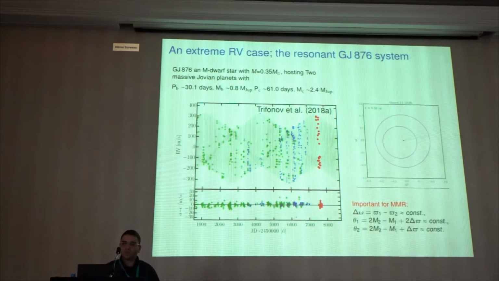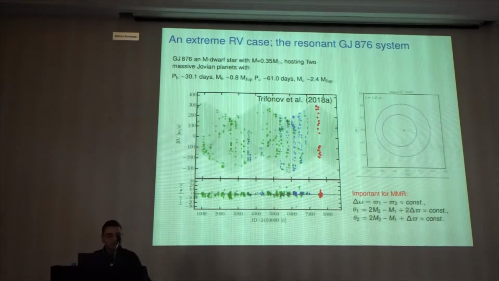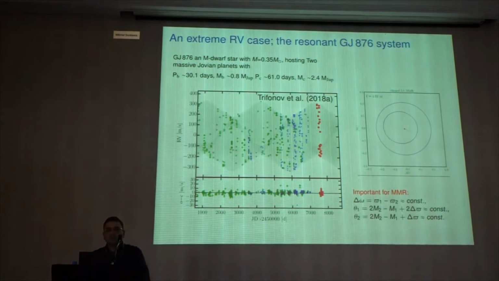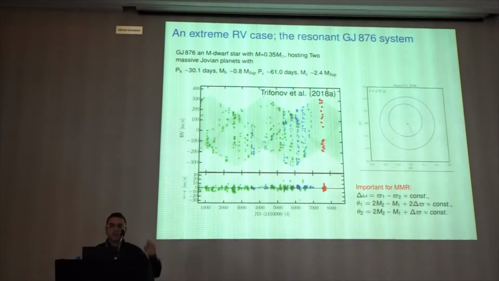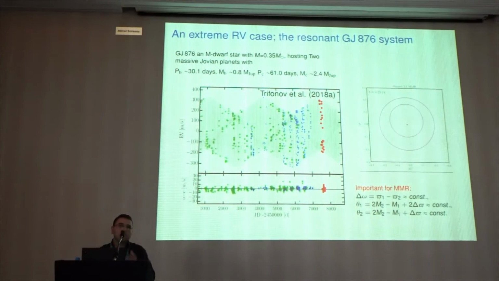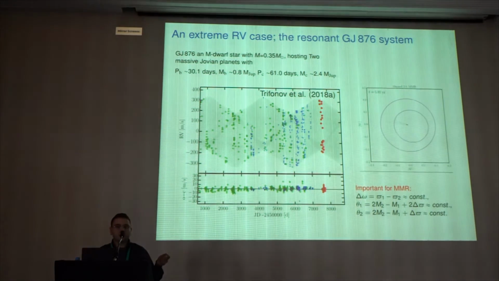And what about the radial velocity case? Well, we discovered this dynamical perturbation first on the radial velocity systems, and this is the system GJ 876. This is the Rosetta Stone for all planetary dynamics. I mean, it's a very well studied system. So it consists of an M-dwarf which hosts two Jovian mass planets with a 30-day orbit and a 60-day orbit. So basically they're in 2-to-1 resonance.